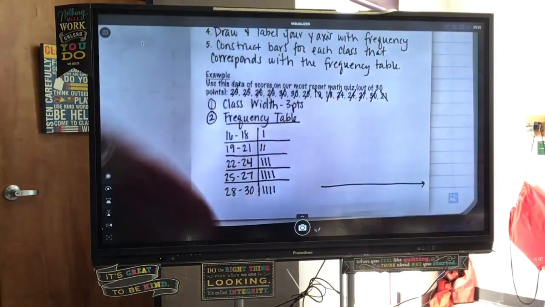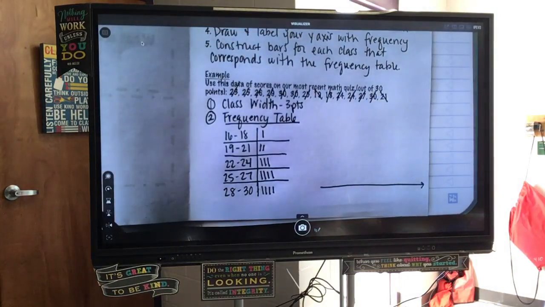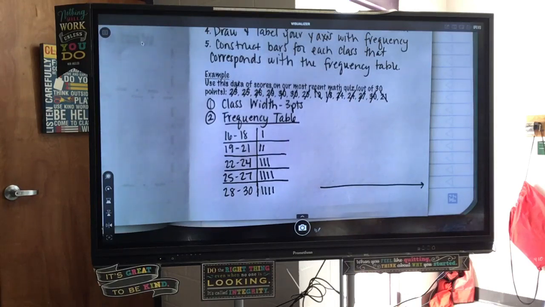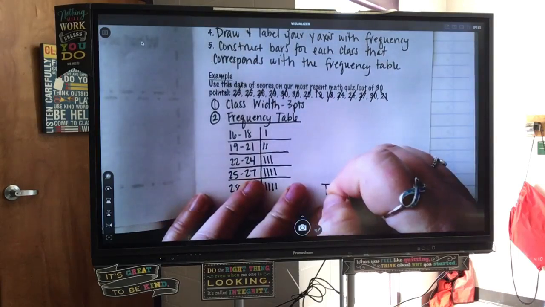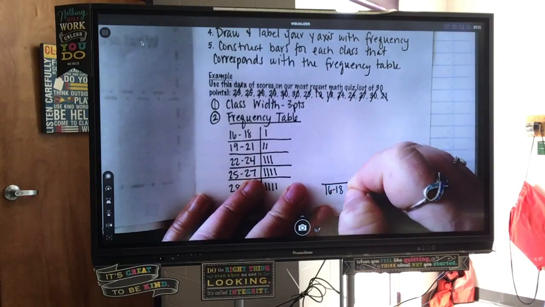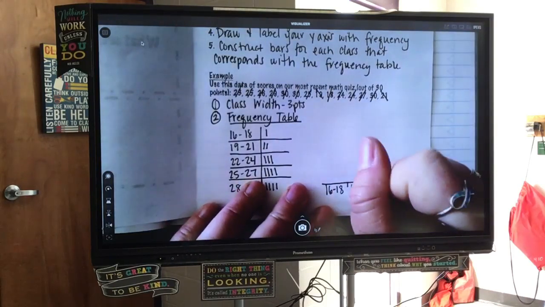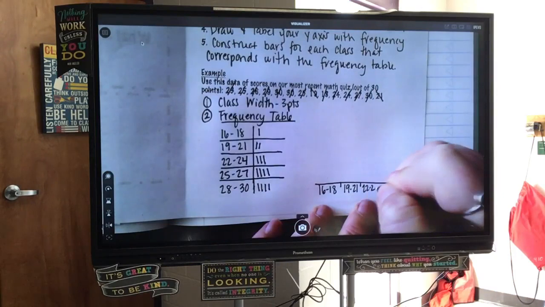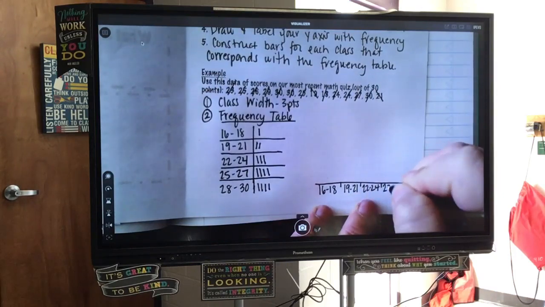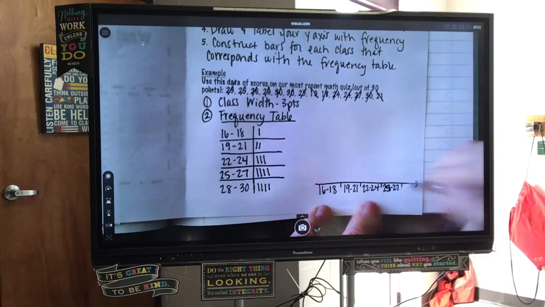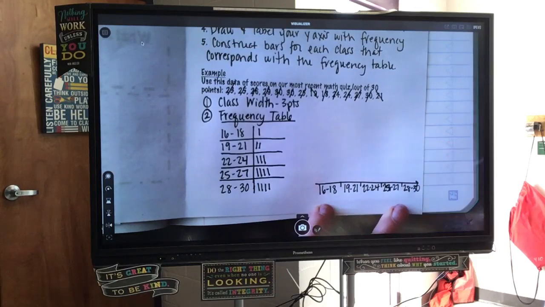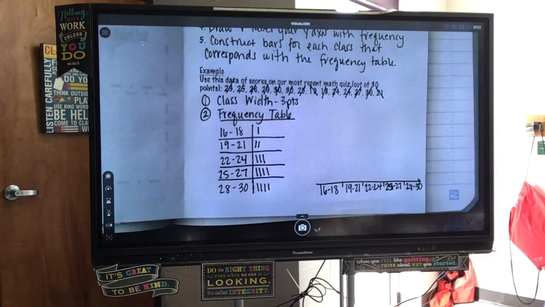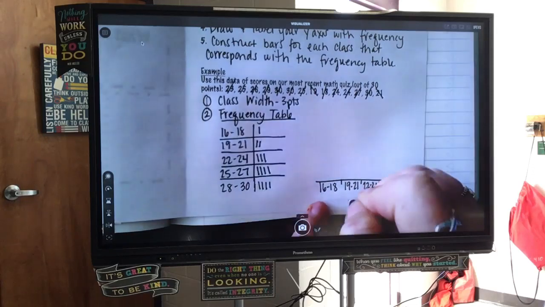And what is the width? So what is our last width? We said 3 points, right? So what's our width? 3. It's 3, but what are we starting with? Look at your frequency table. What did we start with? 16. Right, so the first one is going to be 16 to 18. And I'm just going to put a little line so I kind of know. The next one is going to be 19 to 21. Next one is going to be 22 to 24. 25 to 27. And 28 to 30. Label these your points.